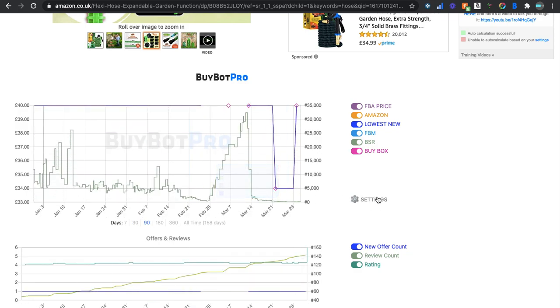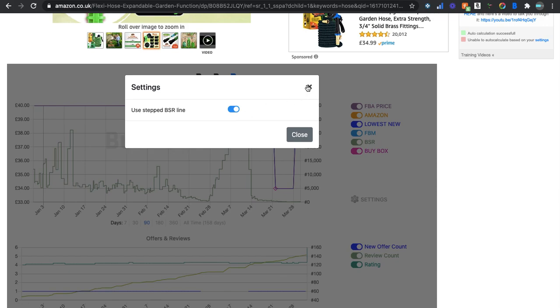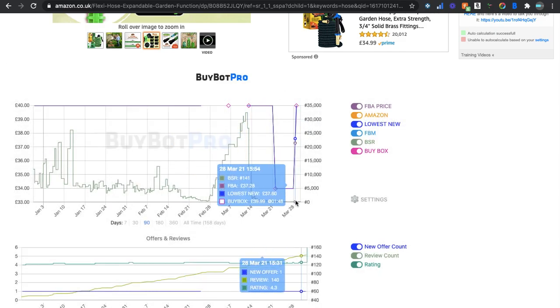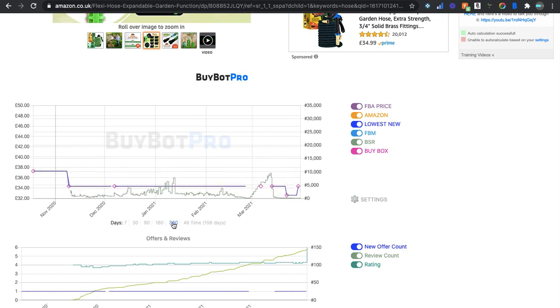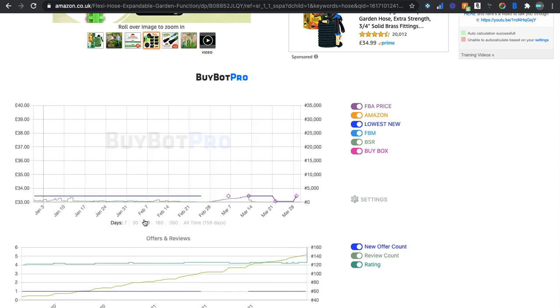And this is obviously with the settings I've done for the step BSR line. If you change that, then you've got to read it in a different way, okay? So this is showing you in blocks. What you always want to do with a sales rank is just what we did with the price, which is you want to look at the 90 days and the 180 days and the all time as well, just to get a good idea. Usually 360 days is the absolute minimum, okay?